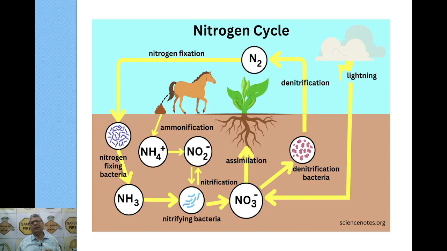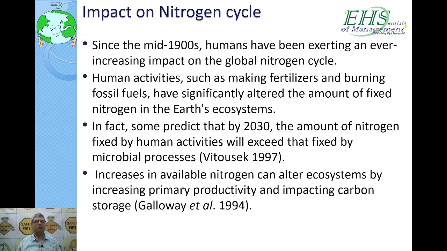And with the help of the lightning, the atmospheric nitrogen gets converted into NO3 and dissolved into the rainwater and gets absorbed into the soil. So in short, this is the nitrogen cycle. Now, what is the impact of human activity on the nitrogen cycle?